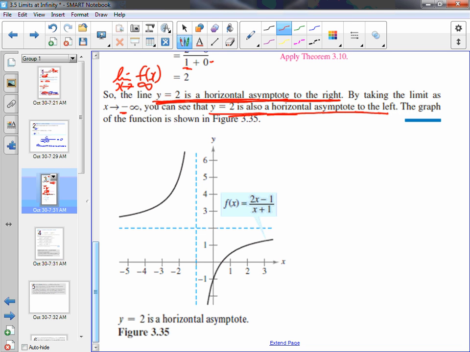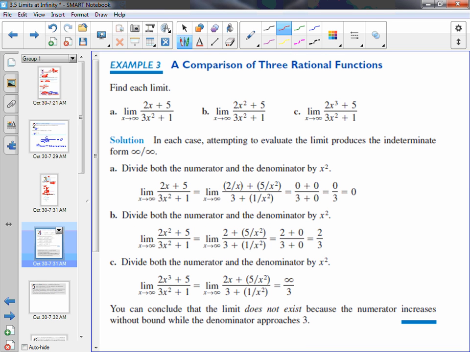So, you looking forward to doing a whole lot of division to find these limits? Good. All right, let's keep going.